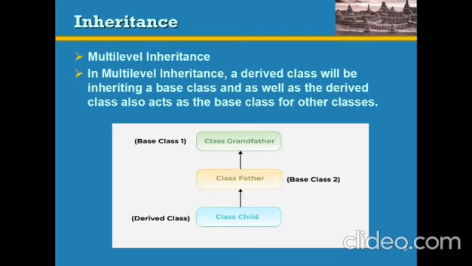Next we have multi-level inheritance. Think of this as a chain of command. What is that? A chain of command. Here a derived class inherits from a base class, but that same derived class then acts as a base class for another class. For example, a child class inherits from a father class, which in turn inherits from a grandfather class. Each level down the chain gains the cumulative properties of the levels above it.